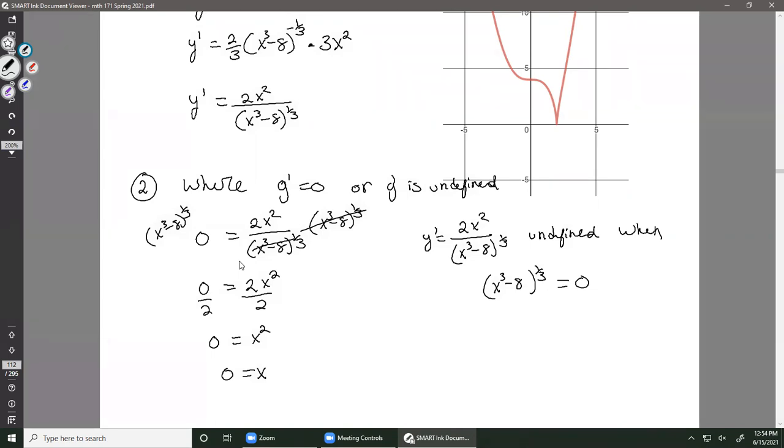So I'm going to solve for x. I'm going to cube both sides. And I get x cubed minus 8 equals 0. Subtract or add 8 to both sides. And I get x cubed equals 8. And now I'm going to cube root both sides. And we get x is equal to 2.